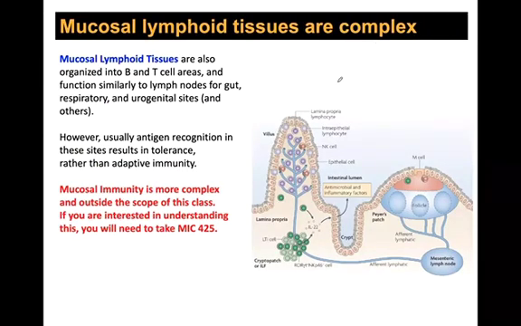Now, we talked about mucosal lymphoid tissues as the third secondary lymphoid tissue, or peripheral lymphoid tissue. And these are more complex. We don't spend a lot of time on this in this class. We do go into this in the advanced immunology class in spring.